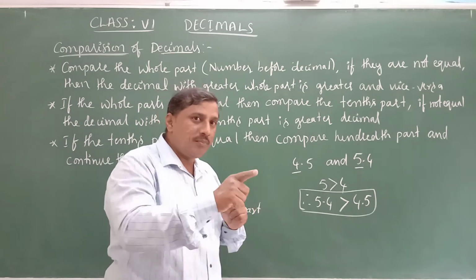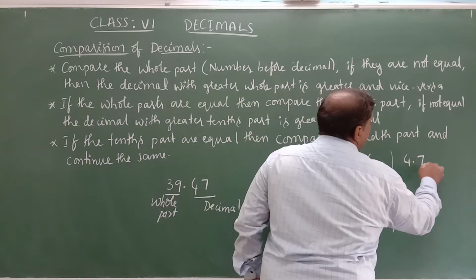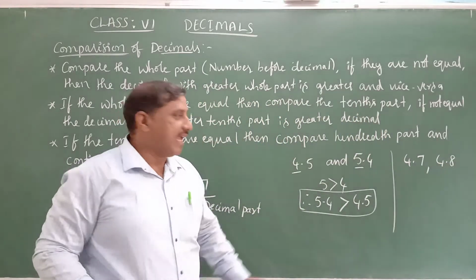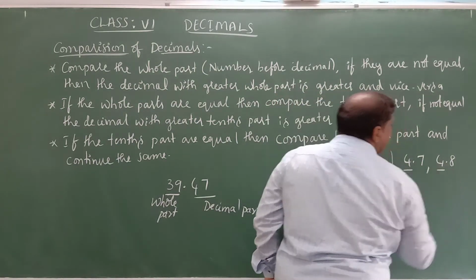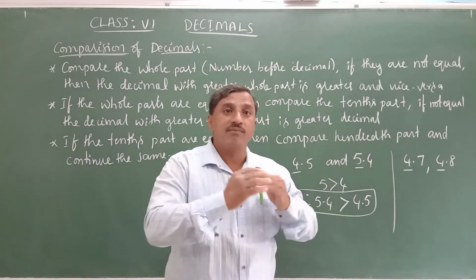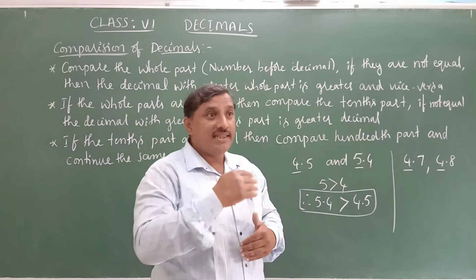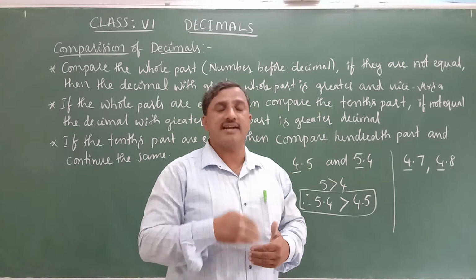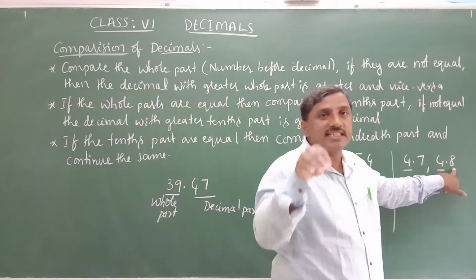Next, if the whole parts are same, like 4.7 and 4.8. Here the whole parts are same. The whole part in the first decimal is 4. The whole part in the second decimal is also 4. When we find the same numbers in the whole part, then compare the next place, that is the 10th place. The decimal with the greater 10th place digit is the greater decimal.